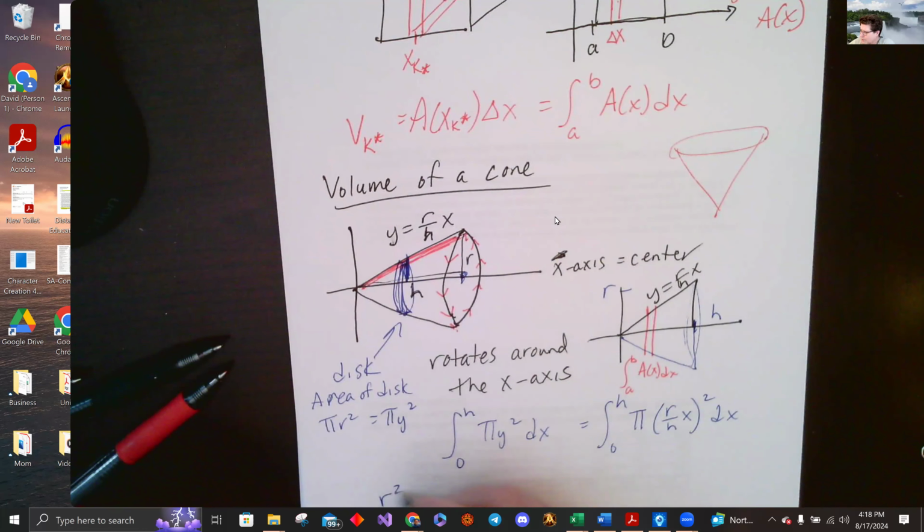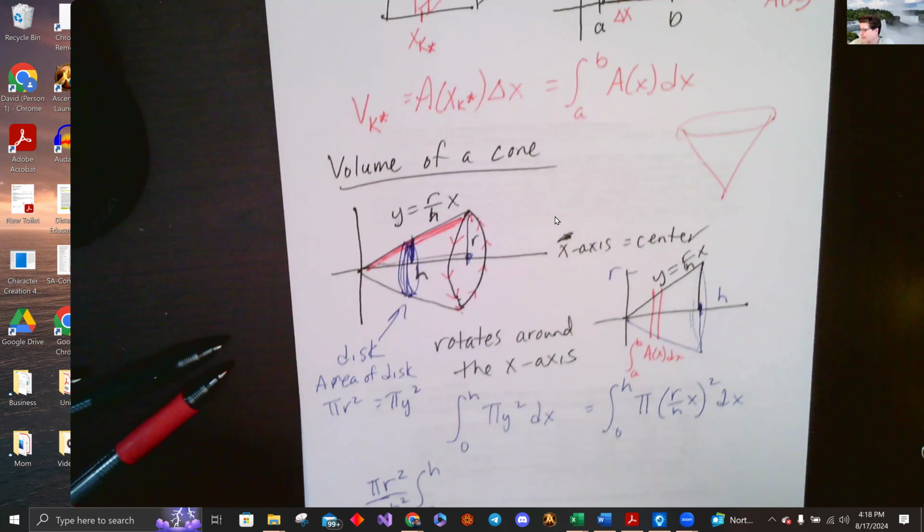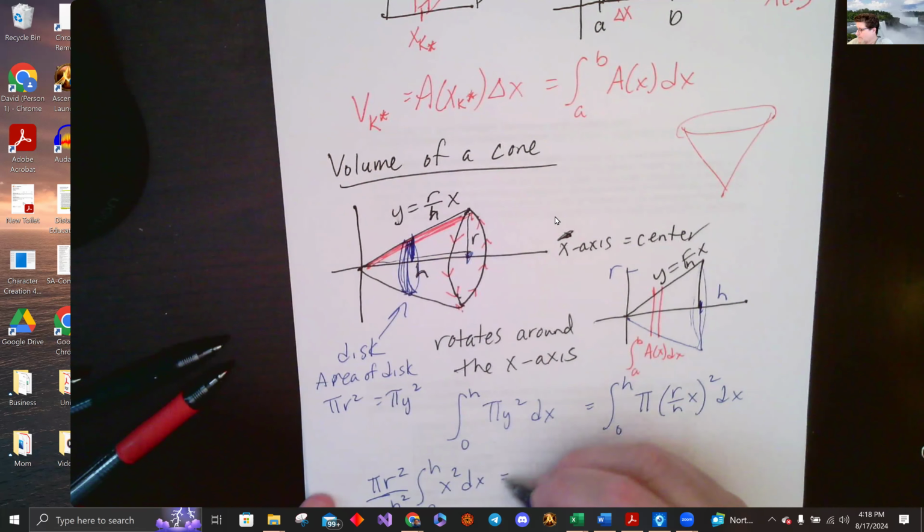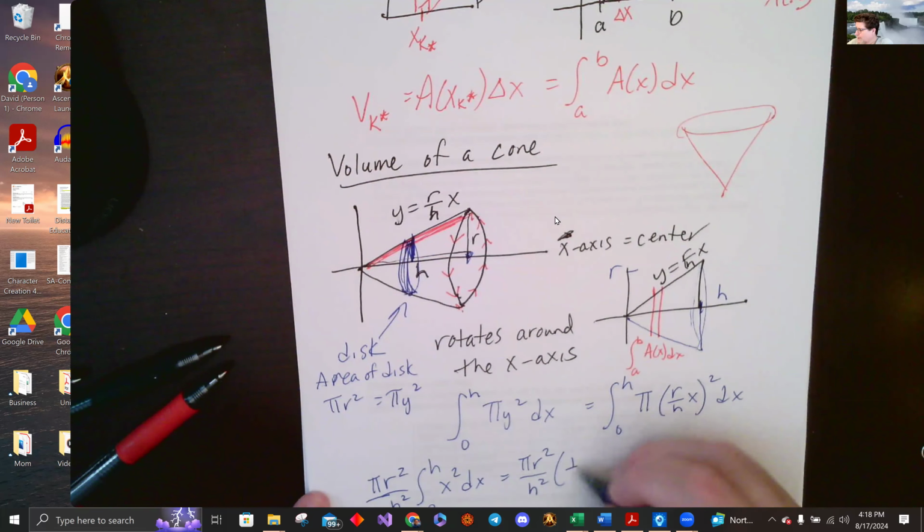So I get r squared over h squared, and we'll have a pi on top there. We're going from 0 to h of x squared dx, times 1/3 x cubed from x equals 0 to x equals h.